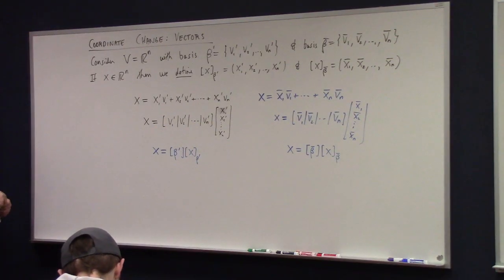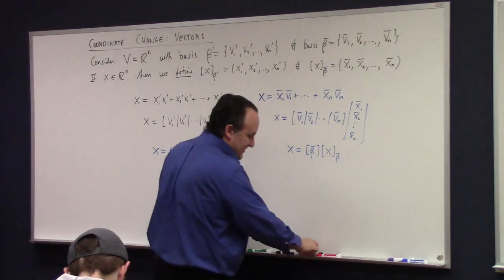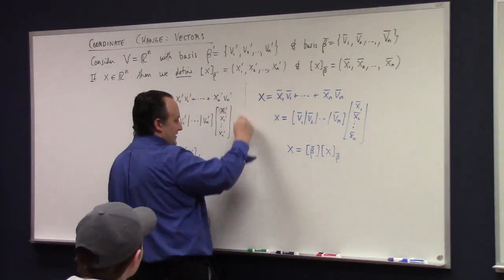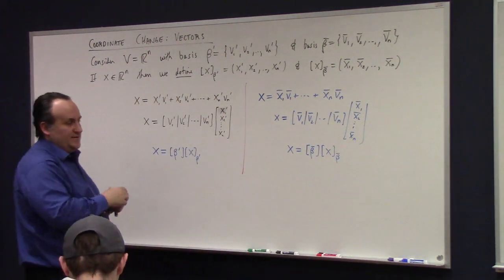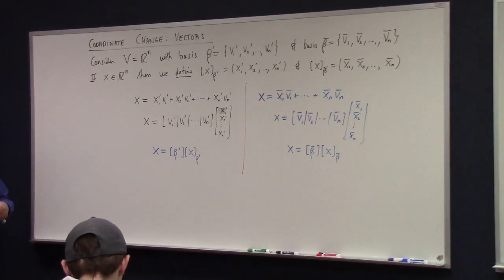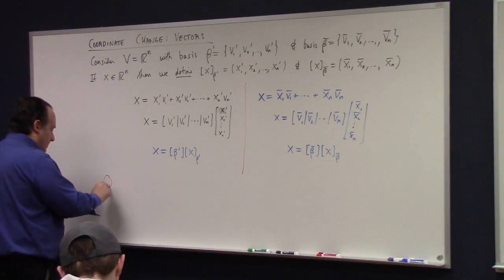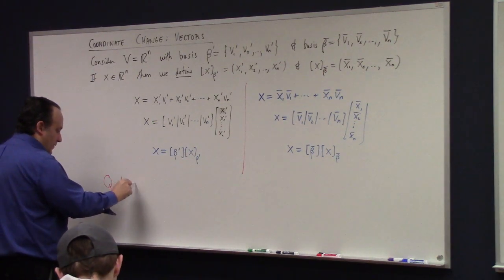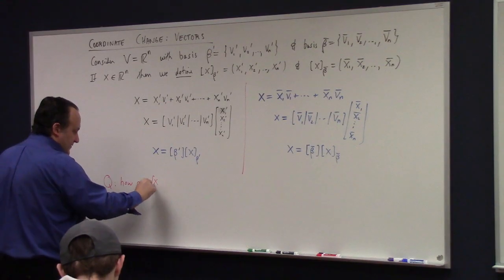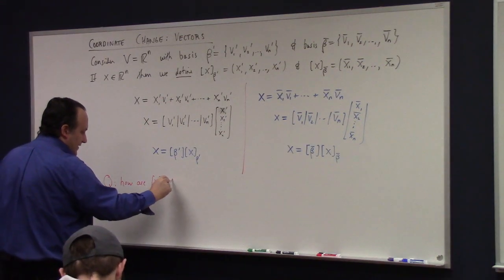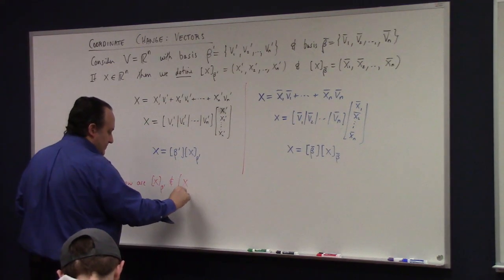You might ask, why don't you just do it once? I figure if I do it twice, you're twice as likely to get it, maybe, right? So it's the same argument, just two different notations, yeah? So my question to you then is, how are the coordinate vectors with respect to the different bases related?